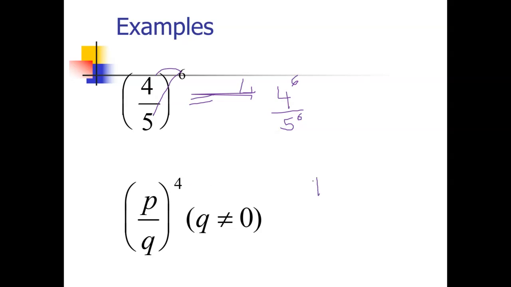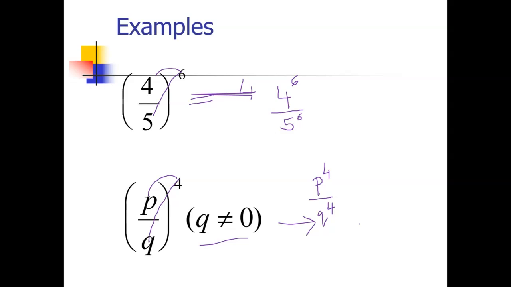Same thing I'll do here. My numerator is p and my denominator is q. I will distribute the 4 to the p, which is the numerator. I'll distribute the 4 to the q, which is my denominator. So this restriction is needed only because my denominator is a variable, and we need to make sure that variable cannot be 0.